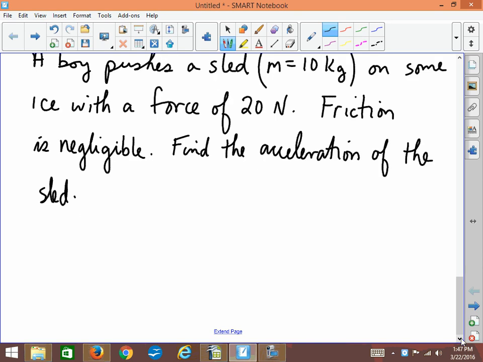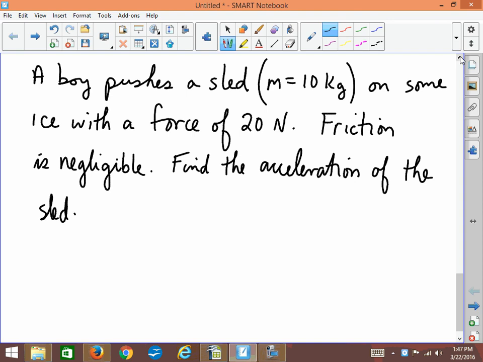Boy pushes a sled, mass of 10 kilograms, and he's pushing with a force of 20 newtons, and there's no friction. So what we do is we start with a free body diagram. We draw the ground, and we draw the sled. Perfect. The sled looks just like the car in the last step. What forces do we have? Well, he's pushing the sled. So that's an applied force, right, that he's applying to the sled. So we'll put the applied force here.